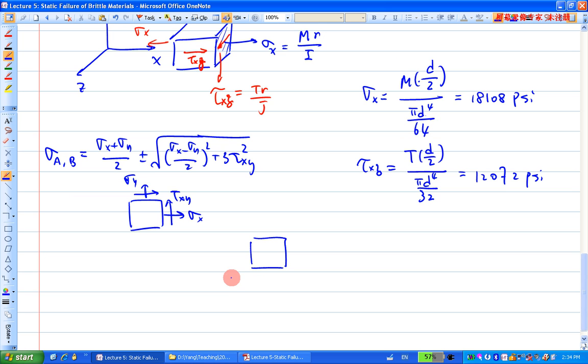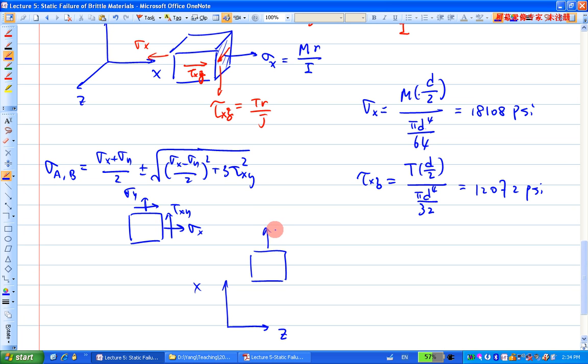So looking from the top, this is x, this is z, right? This is x, this is z. And I have this one here, I call this the sigma x. And we have, sorry, that way. We have these two here, we call that tau xz, right? Call it tau xz. Make sense?